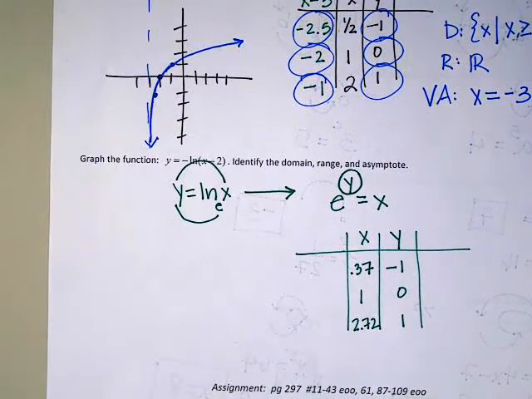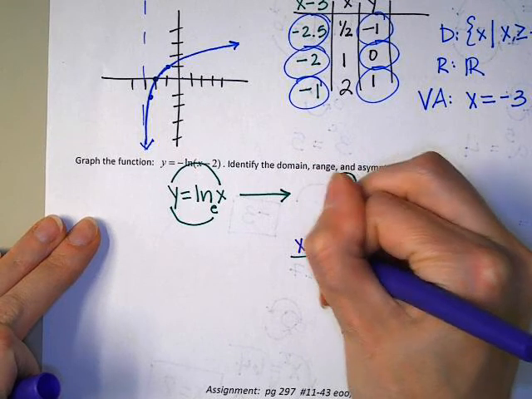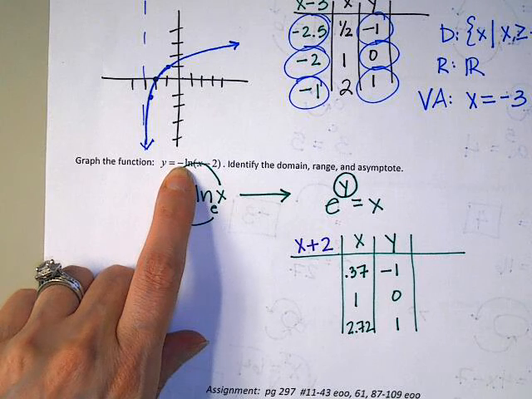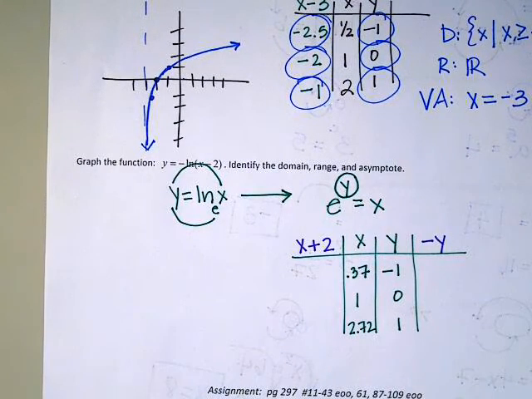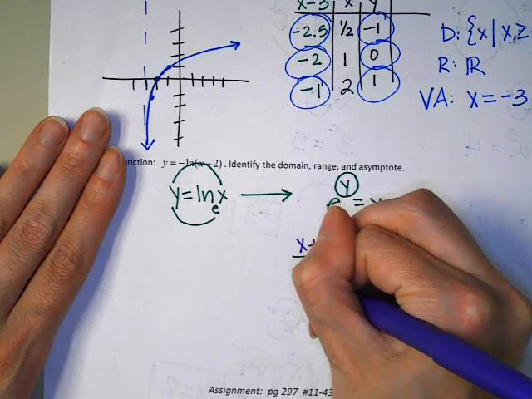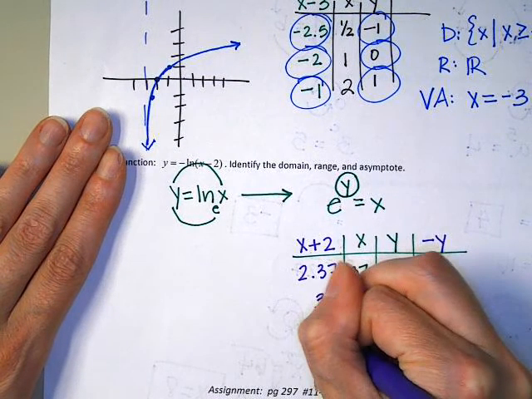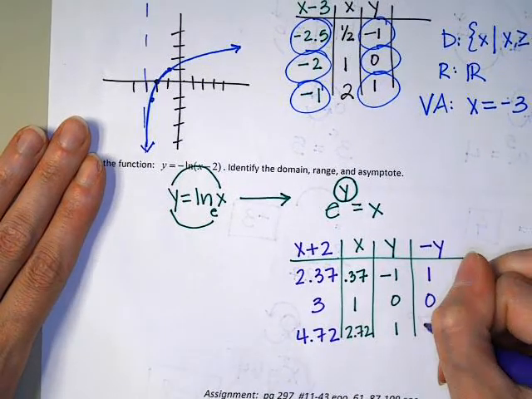Okay, now let's apply our transformations. In the x direction, it says x minus 2, but we know that that means we're going right 2. And if there's a negative on the outside, it's a reflection over the x-axis, which means all the y's are going to become opposite. All right, let's do it. So if we add 2 here, we're at 2.37. If we add 2 here, we're at 3, and now we're at 4.72. And all the y's are just flipping. Positive 1, 0, negative 1.